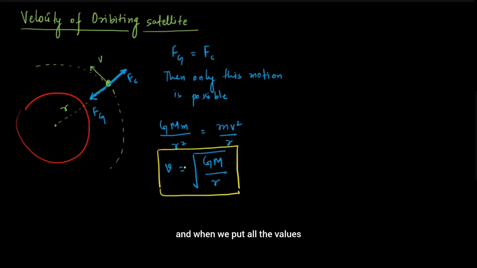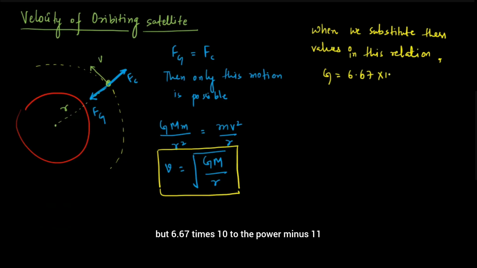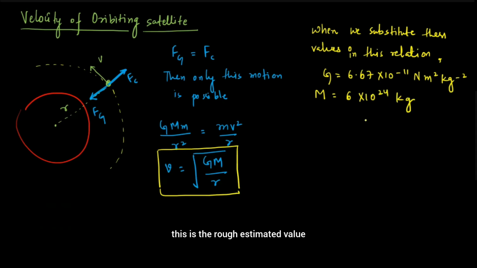And when we substitute all the values into this relation related to Earth, G is 6.67 times 10 to the power minus 11 Newton meter square per kilogram square. Again, we need to remember the unit. Mass of Earth is 6 times 10 to the power 24 kg. This is the rough estimated value. If it is there in the question, we will use that only. If it is not there in the question, we'll use this particular value.